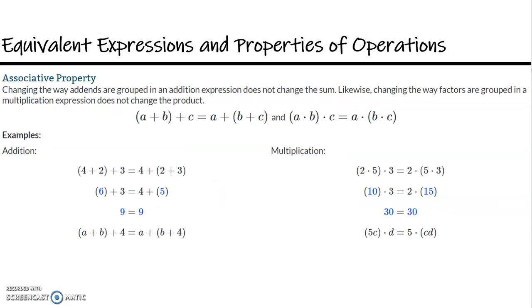There's another property called the associative property. The associative property helps you change the way adding numbers are grouped, okay? And it doesn't change your sum. So maybe you want to add 4 and 2 first, then add 3. Or maybe you want to add 2 and 3 first, and then add 4. Either way, you're going to end up with the answer of 9. Same thing if you have variables. This works again for addition or multiplication, but not subtraction or division.